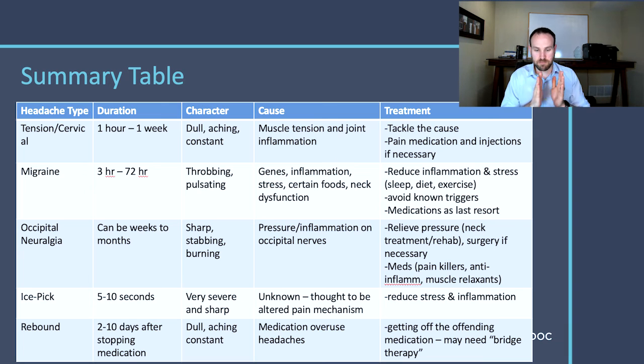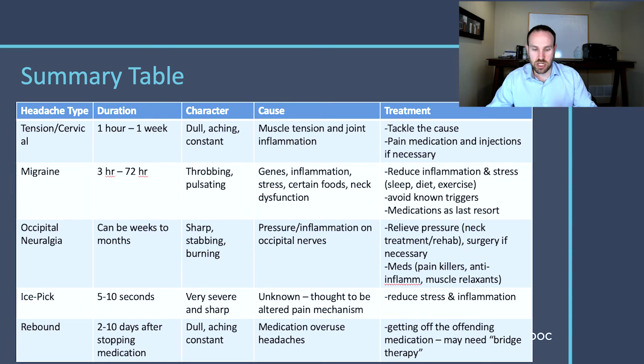Here's the summary table. Okay, so I have a summary table. I'll get my guy to show it on YouTube over one of my shoulders. But the summary table is the 5 types of headaches we talked about: tension, migraine, occipital neuralgia, ice pick, and rebound. Tension, I'll talk first about duration.